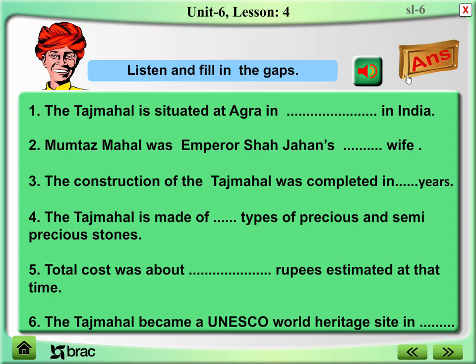28 types of precious and semi-precious stones were inlaid into the white marbles. Stones were collected from all over India, China, Afghanistan, Tibet, Sri Lanka, and Arabia.